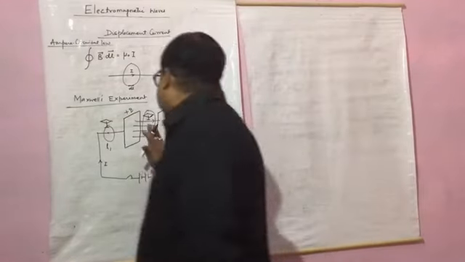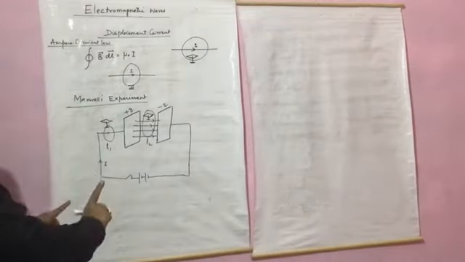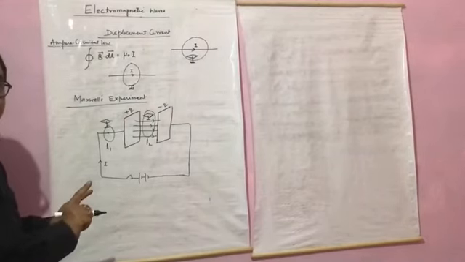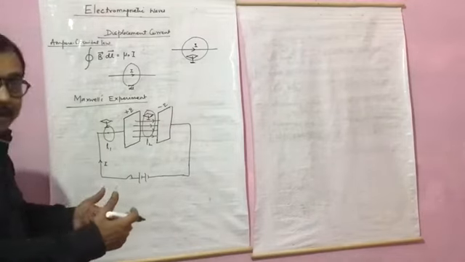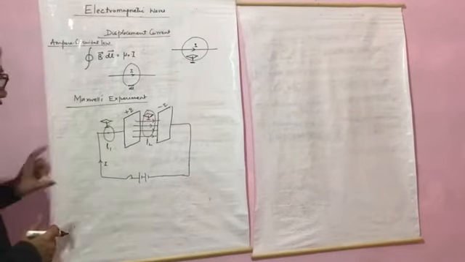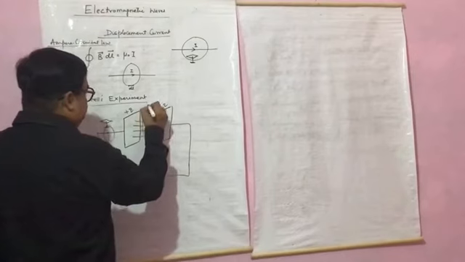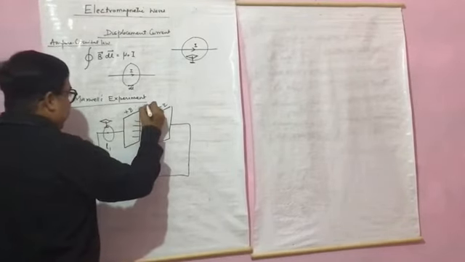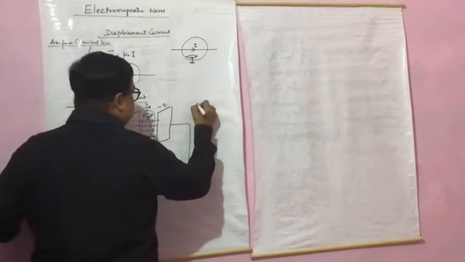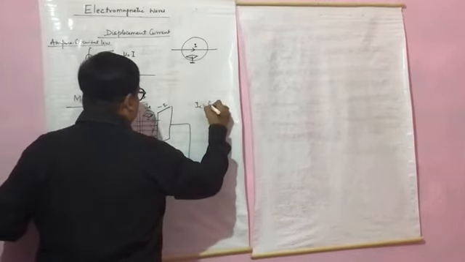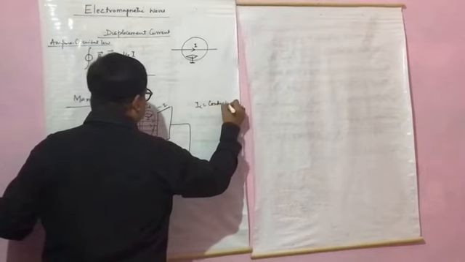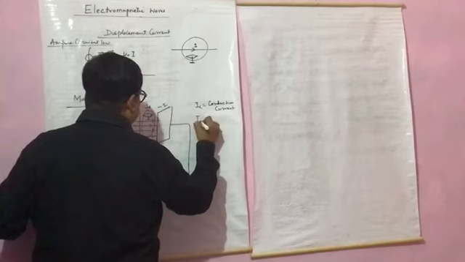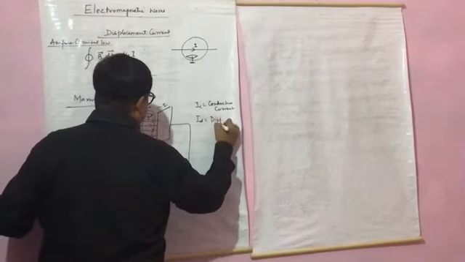So what actually is displacement current? Displacement current is the current due to the changing electric field between the two plates, and he gave it the symbol ID. This is conduction current IC and this is displacement current ID. So IC is conduction current and ID is displacement current.